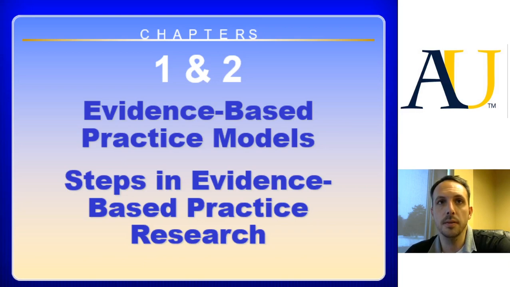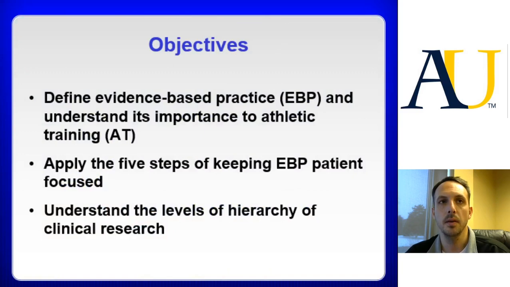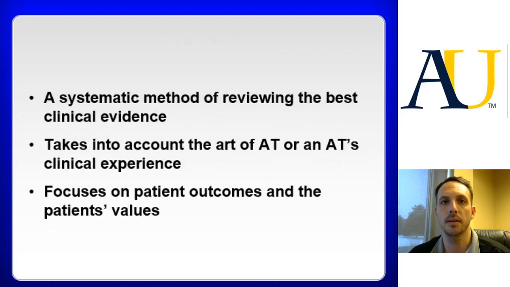So we'll start first with chapters 1 and 2, again in the Raab and Craig text. Our objectives for today, we're going to try to define evidence-based practice and understand its importance in athletic training, specifically trying to figure out what evidence-based practice is and what it is not. From there, we'll get into the 5 steps that Raab and Craig describe for evidence-based practice and making it patient-focused. And then finally, understanding one way of addressing these different levels of evidence.